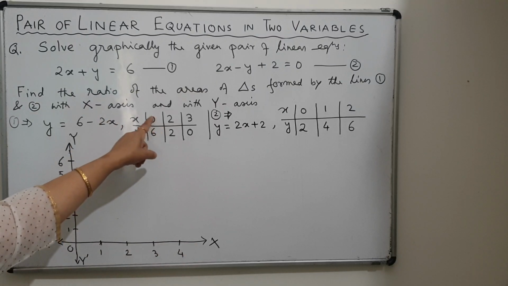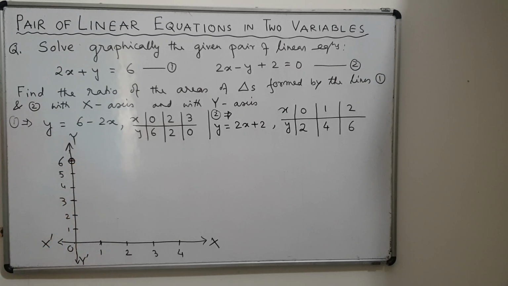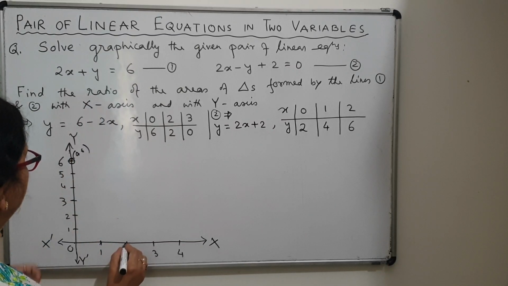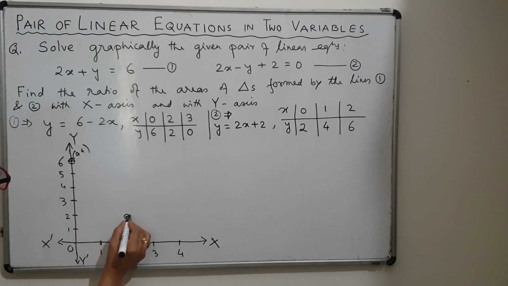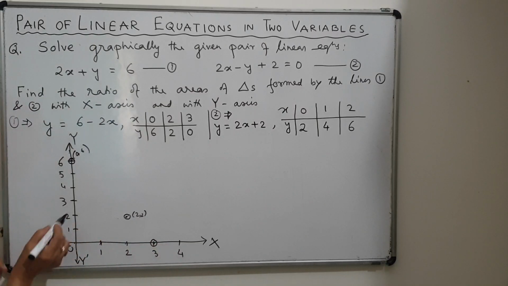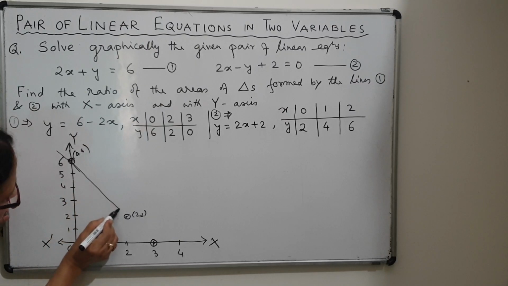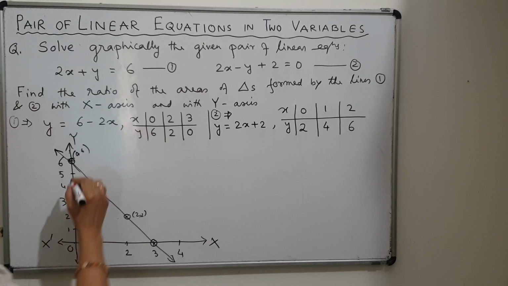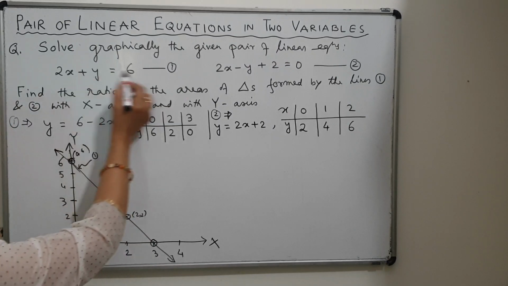Now I have to plot the points. 0, 6. This is the point. Then 2, 2. 2 here and 2 here. So 2, 2. Then 3, 0 is this point. So I have to join these with the help of a scale. So this is the graph of the first. So let me write equation 1. This is the equation 1 I have drawn.